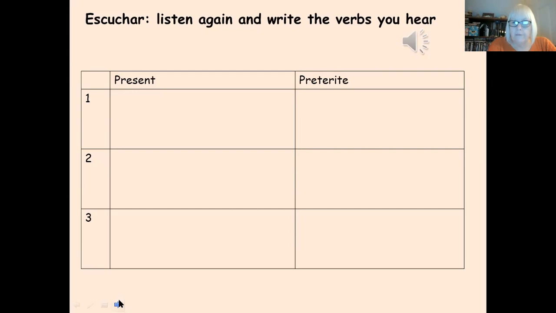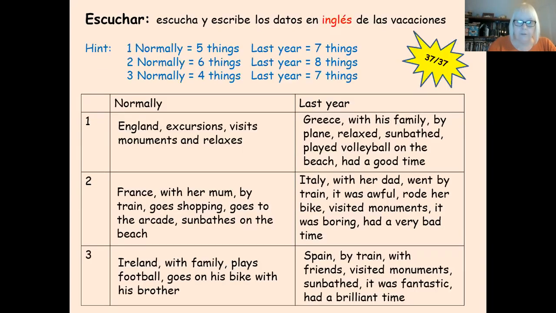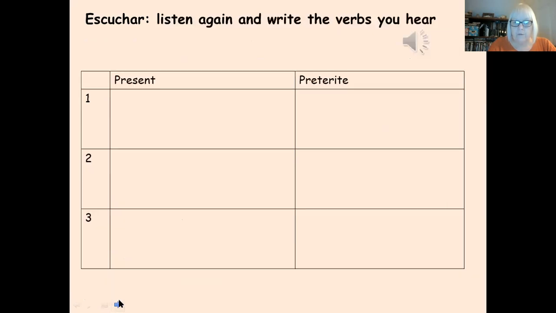So you're certainly going to hear voy, you're certainly going to hear vas. What other ones do you think you're going to hear? Can you think back to C? They talked about visits monuments, relaxes, goes by train, goes shopping. So lots of voy maybe, but other verbs like sunbathes. So I sunbathe would be there as well.